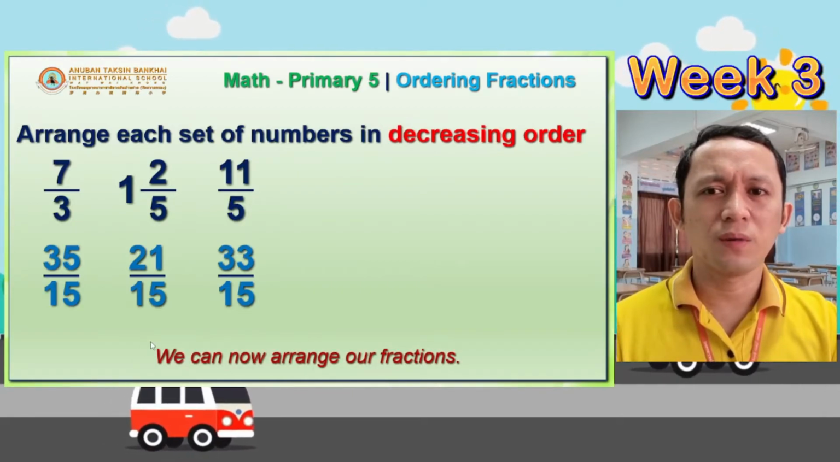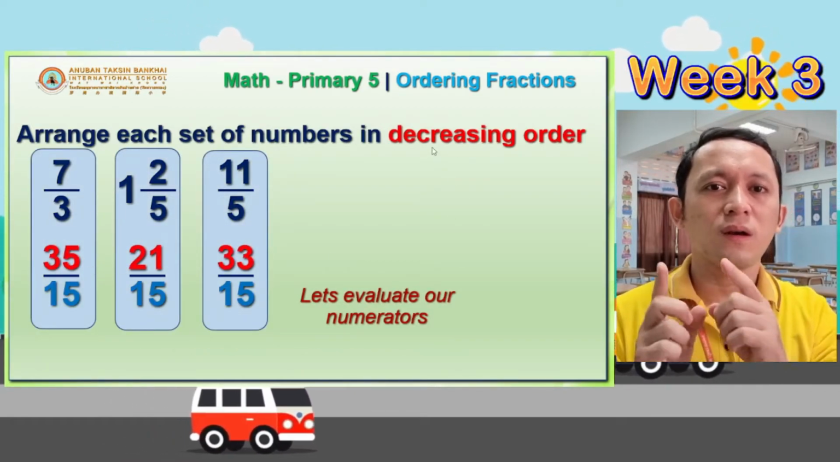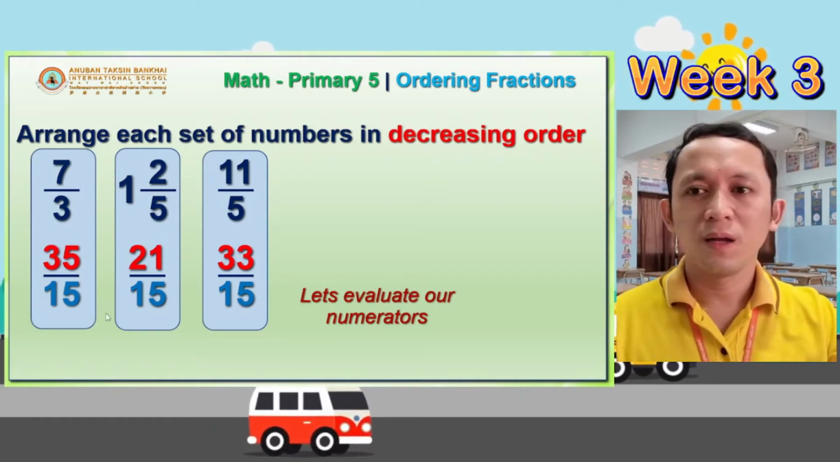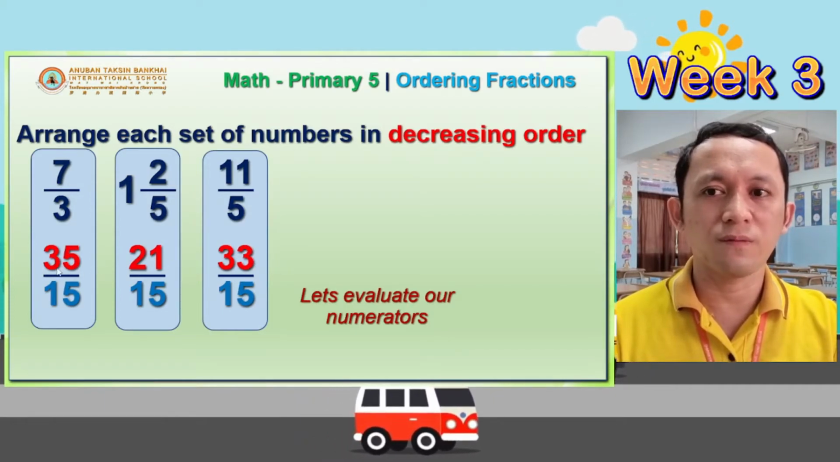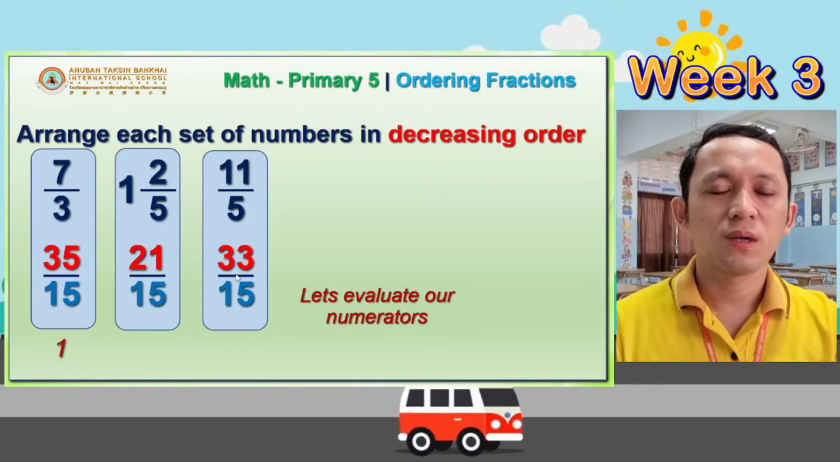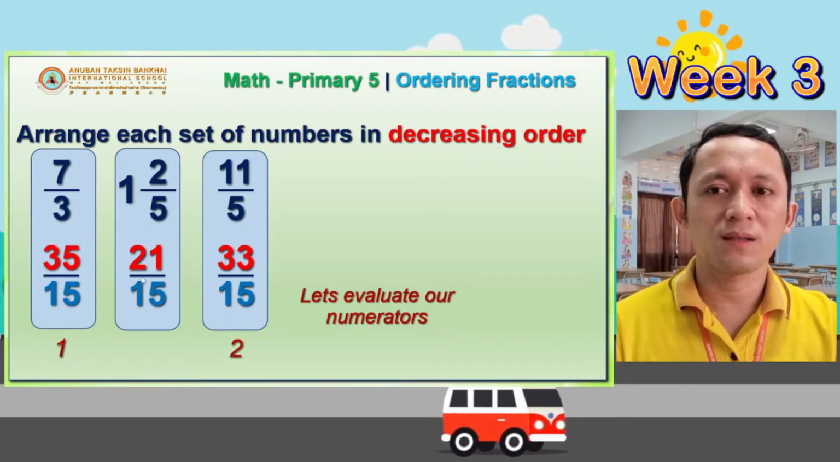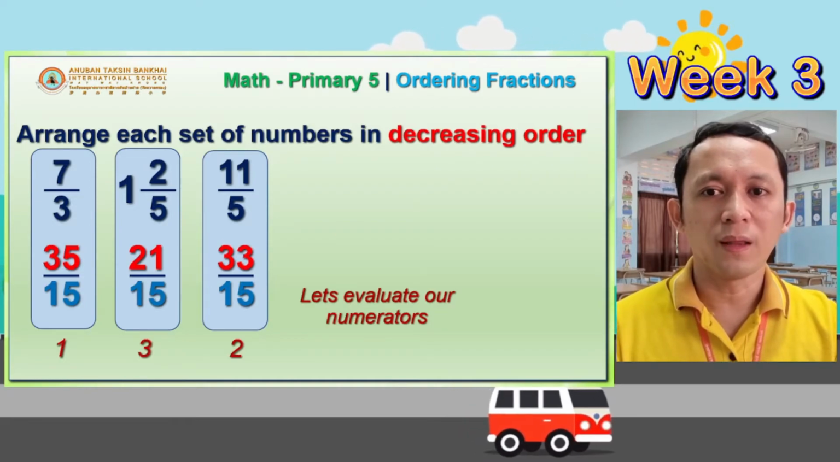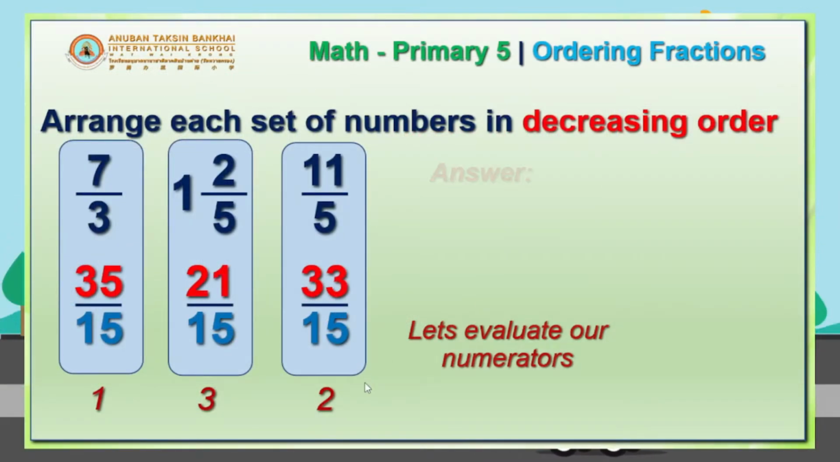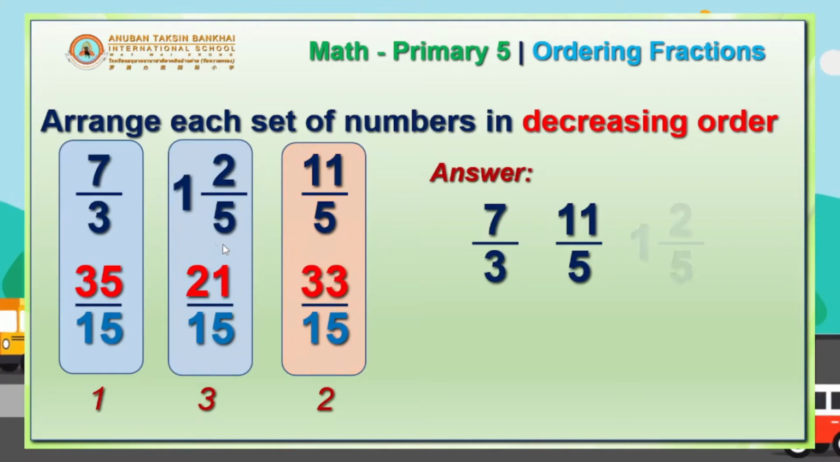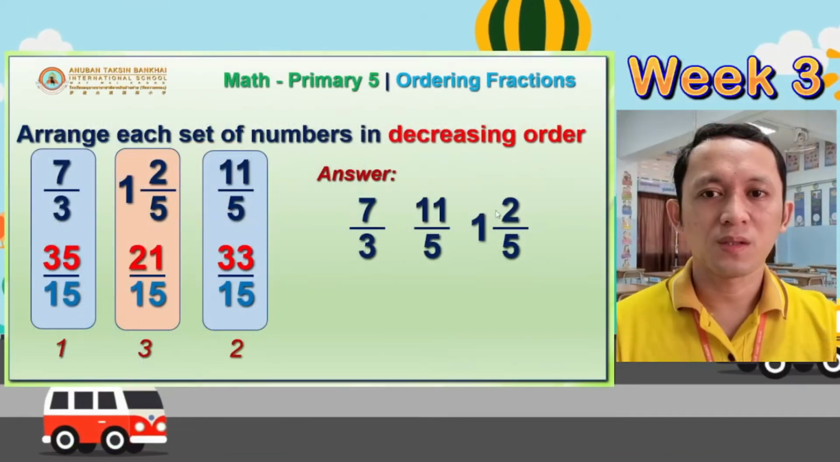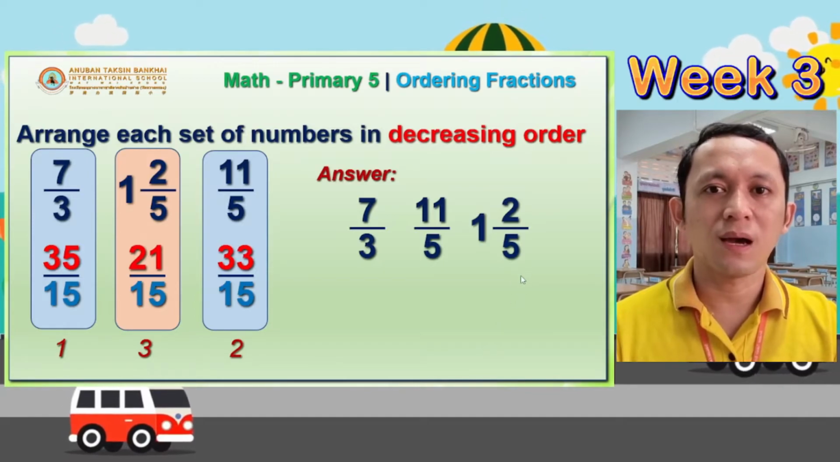So let's evaluate our numerators. Again, do not forget, decreasing order, big number going to small number. So our largest number, the biggest number, is 35. Next, we have, of course, 33. And the last one, our least, is 21. So now our answer would be, let's write our original fractions: 7 over 3, next 11 over 5, and the last one 1 and 2 over 5. So now this is our answer.